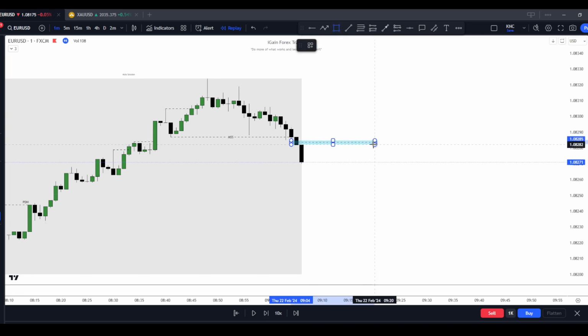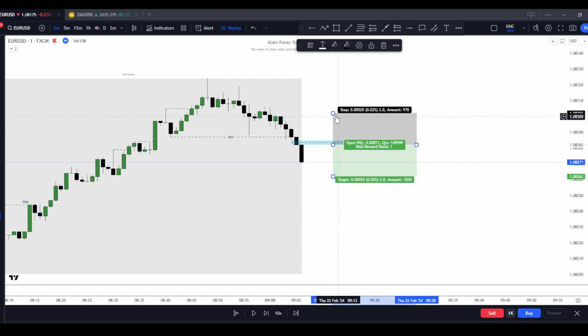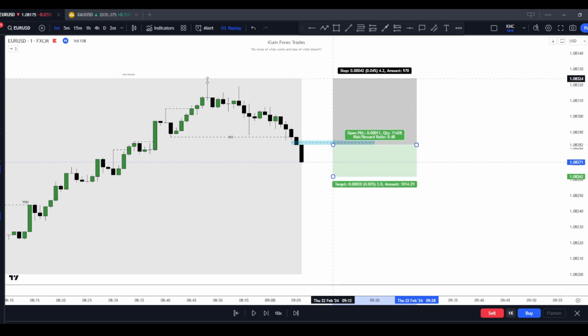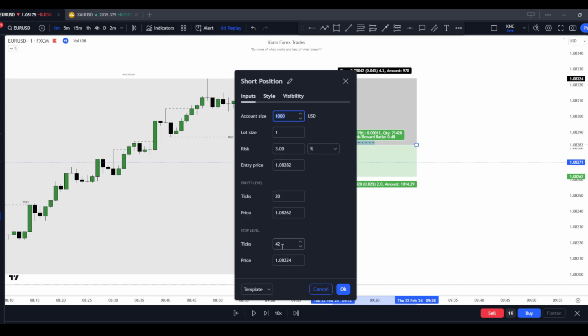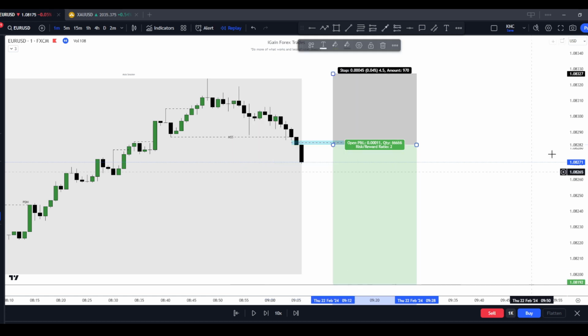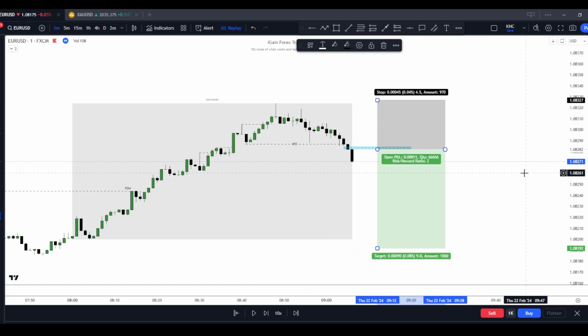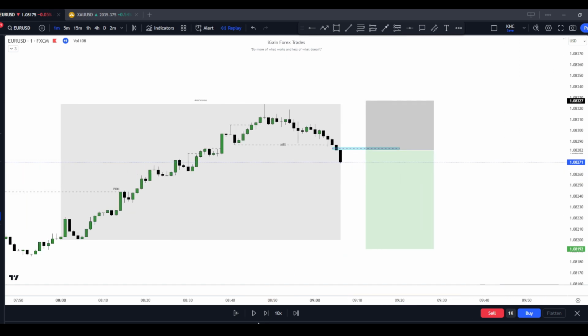We have here this FVG formed. So we will place our entry at this FVG. Our stop loss just above this high. Okay, so that's 42. Let's make it 45, and then targeting 1:2. That's 90. So let's see what will happen. So as you can see, it's almost on our sell side liquidity.